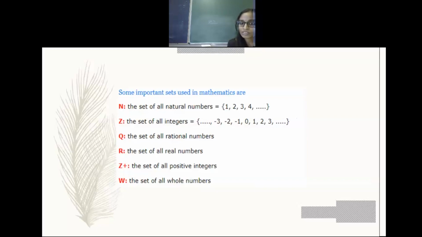And then Z plus is the set of all positive integers. In the set of integers, if I consider only positive numbers, that will be my Z plus. W is the set of all whole numbers, meaning 0 along with natural numbers will constitute the whole numbers. The numbers are this way, 0, 1, 2, 3 and so on until infinity.